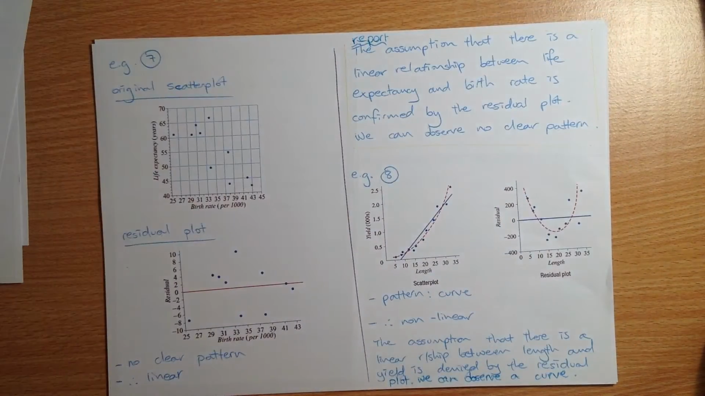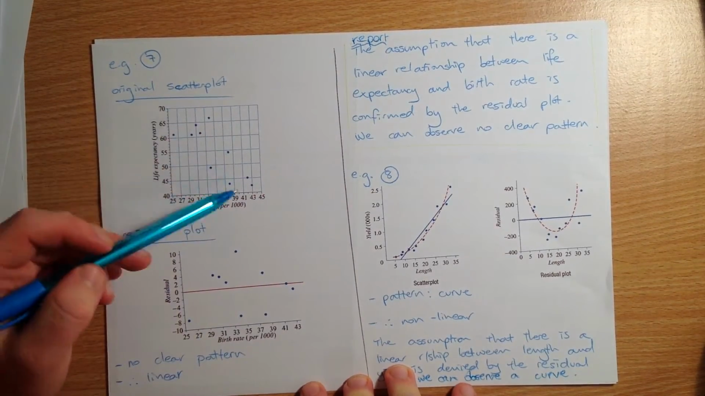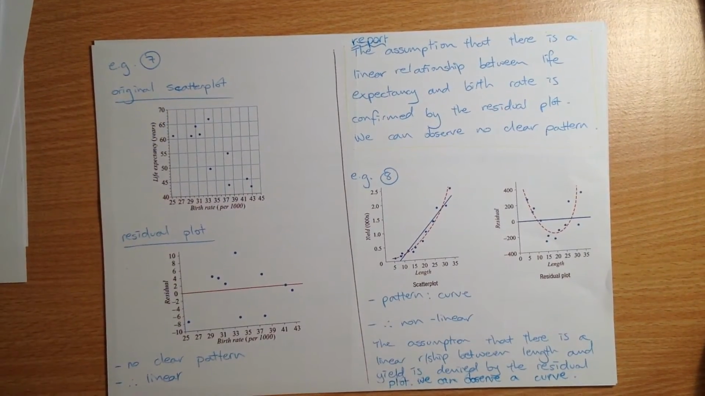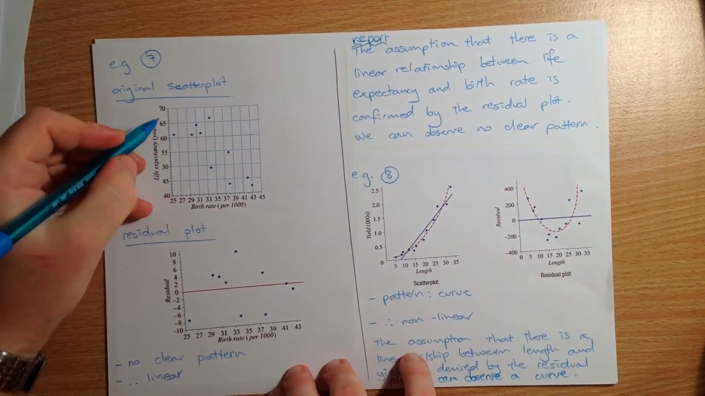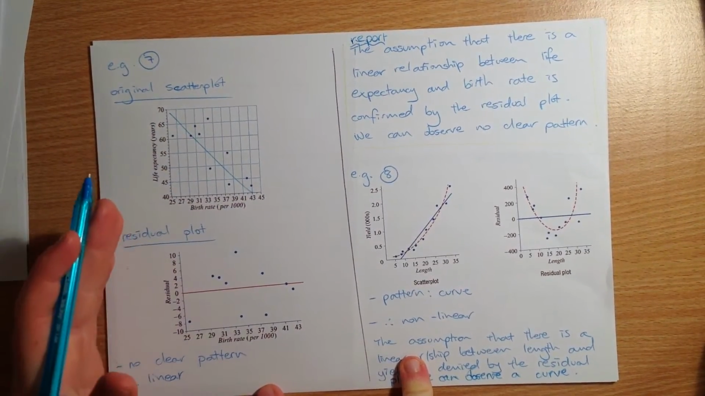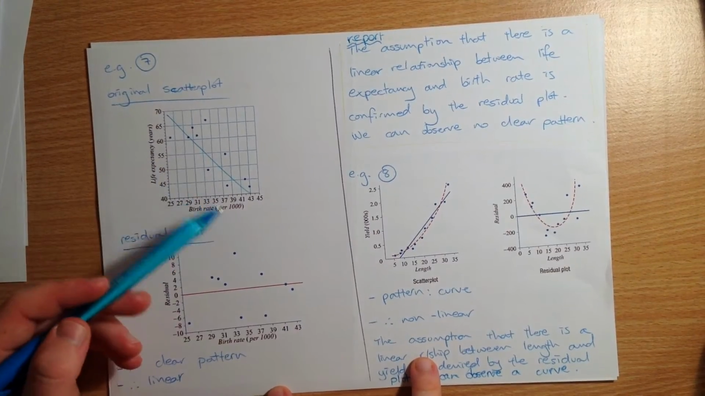Let's look at our particular example. So here's my original scatter plot again, and you can see I haven't put the line on it. I'd like to know, once I've fit my line, and the line looked like this when we had it on there, if that line does actually represent a linear relationship or not.